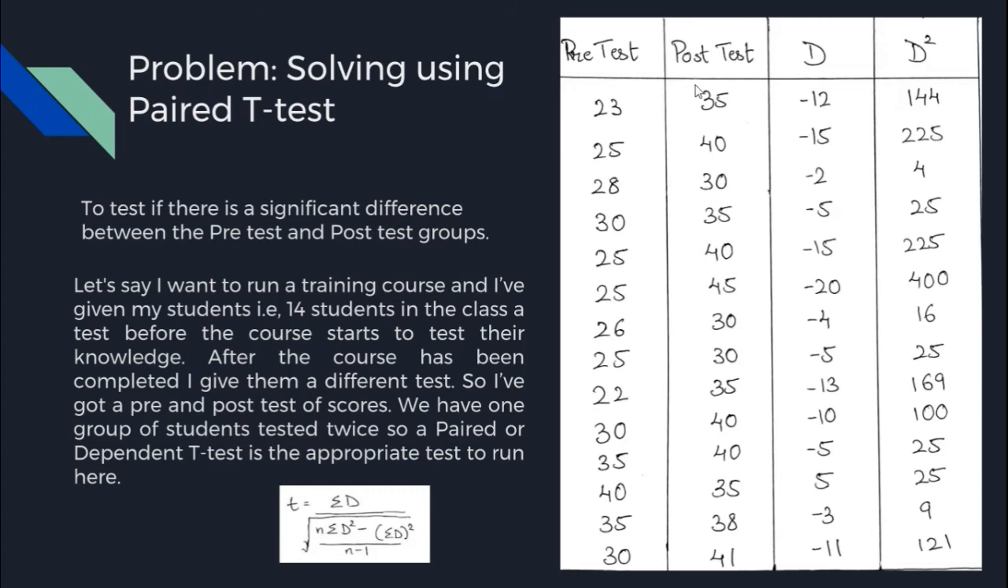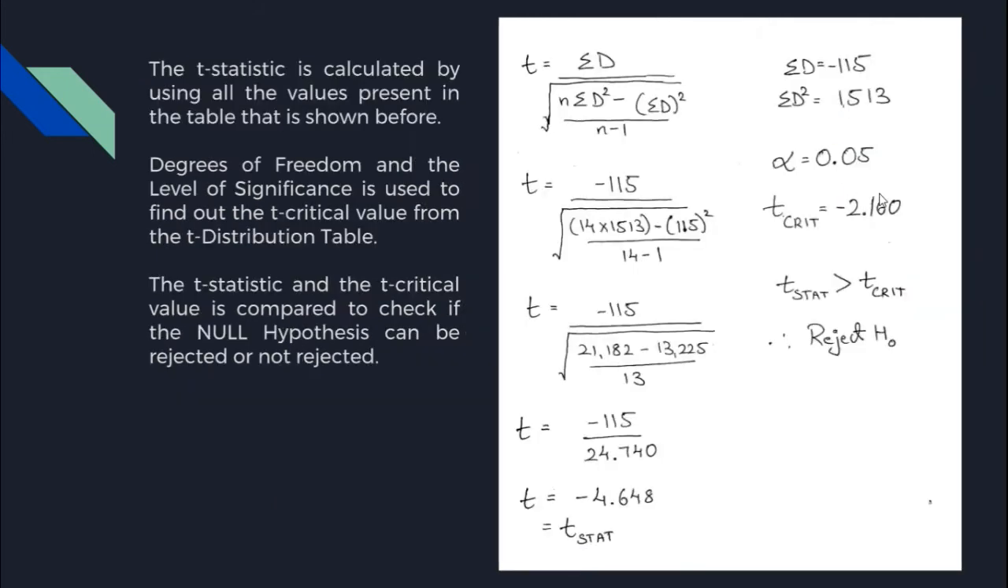Now, the D and the D square values are calculated, and the values are found out to be as follows. The t statistic is calculated by plugging in the values that have been calculated in the previous table, and the t statistic value equals -4.648. Now, the degrees of freedom, which is equal to n minus 1, since we have 14 students, equals 14 minus 1, which is equal to 13.